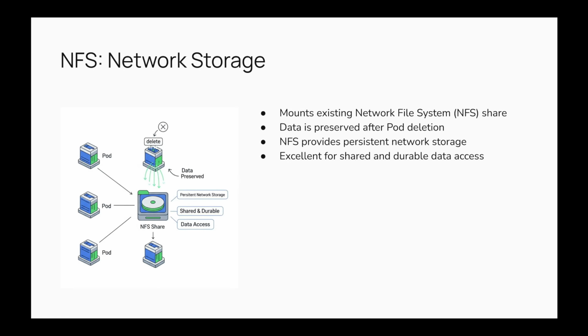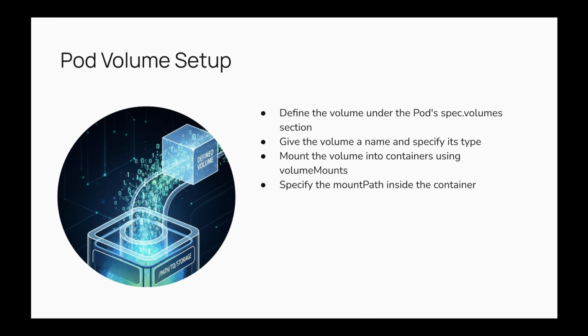So the next step is hands-on: creating and accessing a volume. First, you will define the volume in the pod under the spec volumes section. You will give it a name and specify its type. Second, you will mount that volume into your container under the spec containers volumeMounts. You specify the mount path where it will appear inside the container and use the name to link it to the volume you defined. Let's see this in action with a simple emptyDir volume.